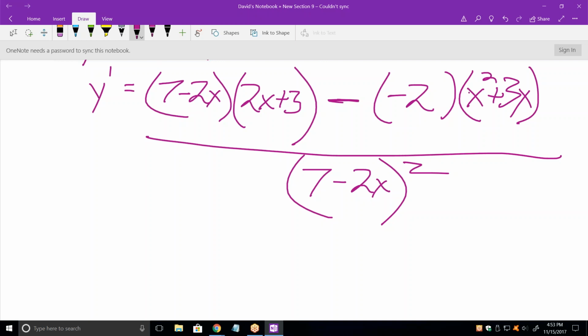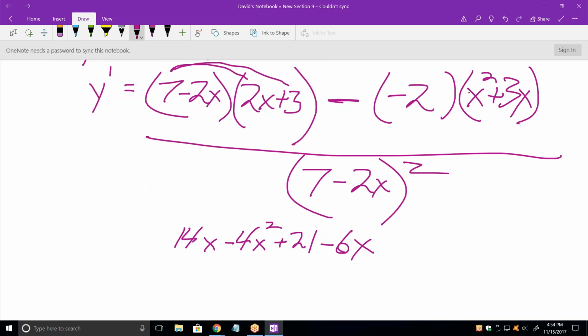Yeah, we got enough time. Go ahead and FOIL these two. What do you get? 14x minus 4x squared. When you FOIL it, you want to do the first and then the inside, and then you want to finish with the 7. I won't mess up your pattern. Go ahead. Minus 4x squared. Plus 21. Minus 6x. Okay.